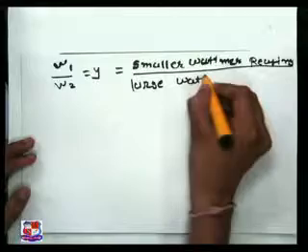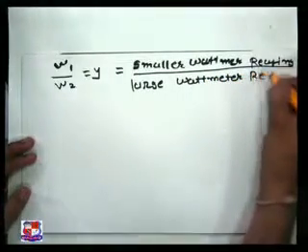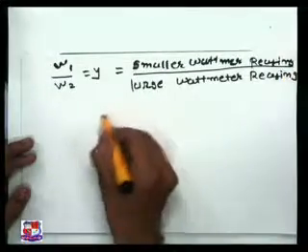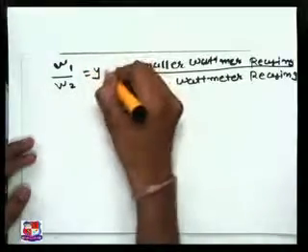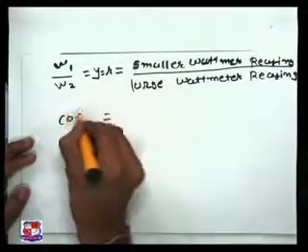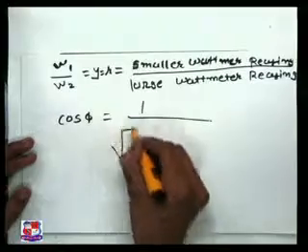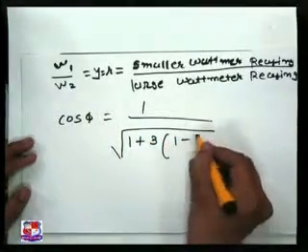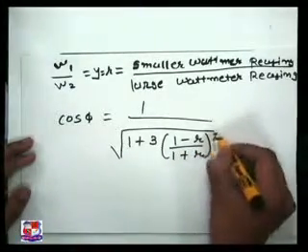wattmeter reading. Also we have the ratio W1 upon W2, which we call y or r. Then cos phi is equal to 1 upon under root of 1 plus 3 times ((1 - r) upon (1 + r)) whole square.